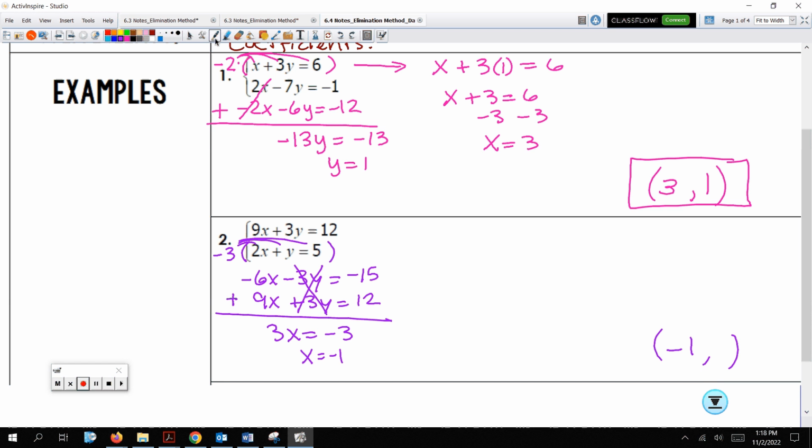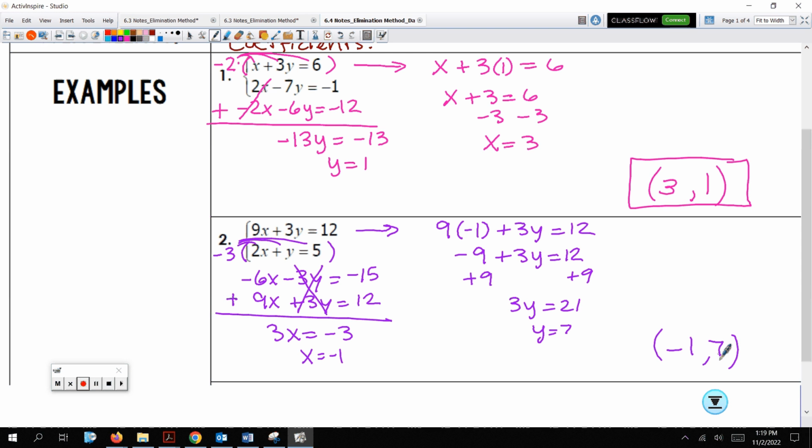All right, moving on. Now I'm going to take that negative 1 and plug it into the top one. 9 times negative 1 plus 3y equals 12. Negative 9 plus 3y equals 12. Add 9, and 3y equals 21 and y equals 7. So my solution is negative 1 comma 7.